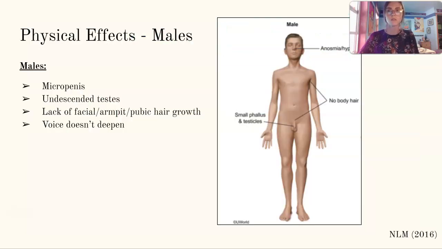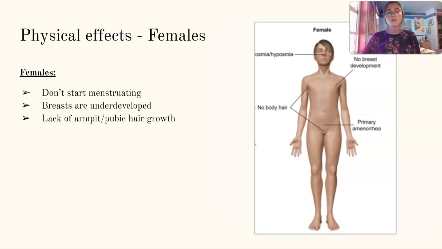So the physical effects that we see in males include a micropenis and undescended testicles, which are kind of the primary characteristics. Secondary characteristics include lack of facial hair, armpit hair, and pubic hair, and their voice doesn't deepen as much. In females, we don't see the start of a menstruation cycle, and this is called amenorrhea, which is what that image is indicating. Their breasts are also underdeveloped, and there's a lack of armpit and pubic hair, and those are the secondary characteristics.